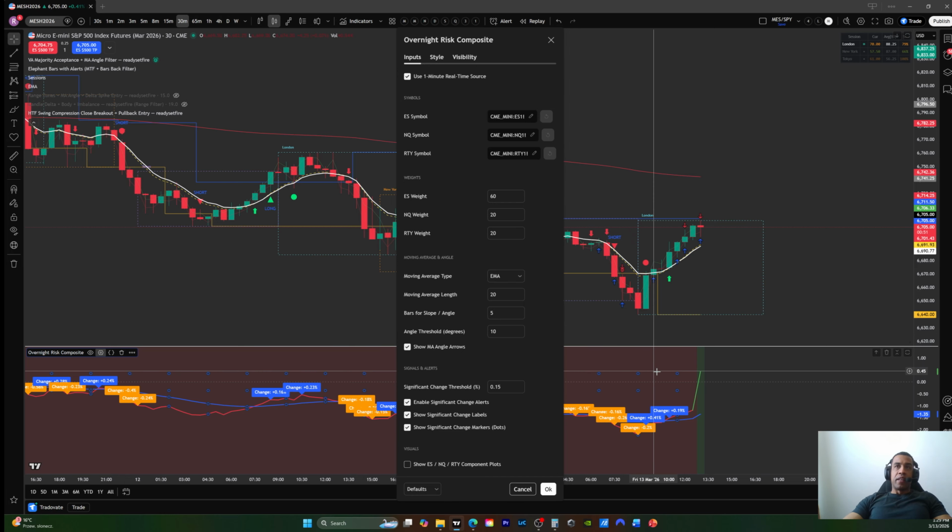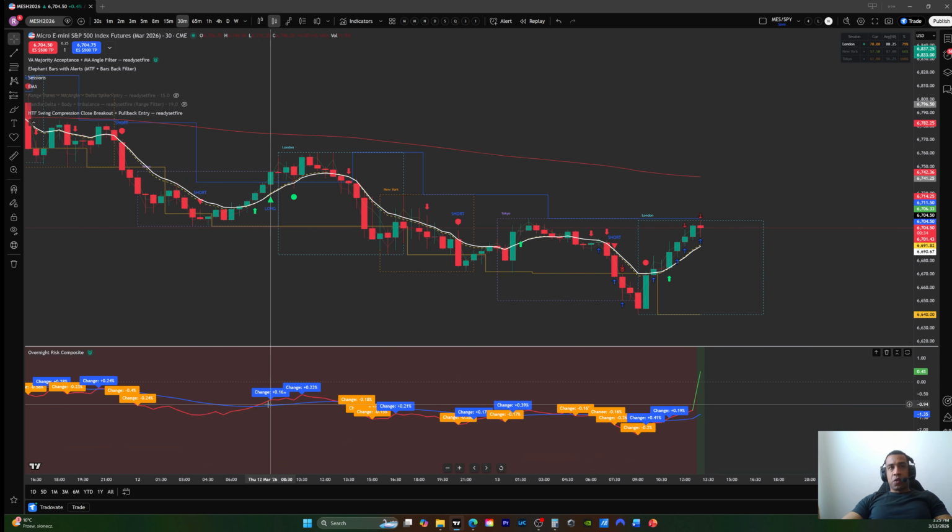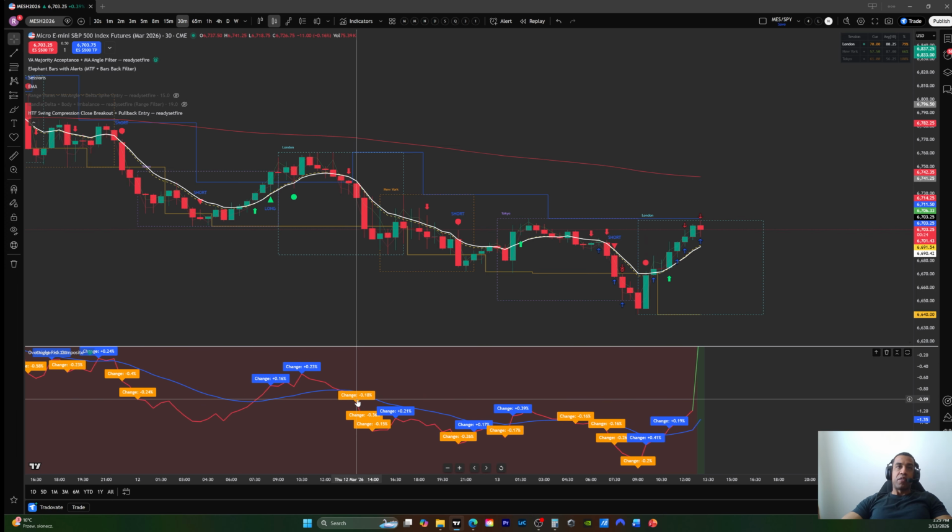Okay. This blue line is a 20 EMA. And this line is the actual composite percentage change. So when I get a positive percentage change greater than 2%, it's a long signal. When I get a composite percentage change to the downside, orange, that's greater than 2%, it's a sell signal. So this will be a sell signal. This will be a long signal.